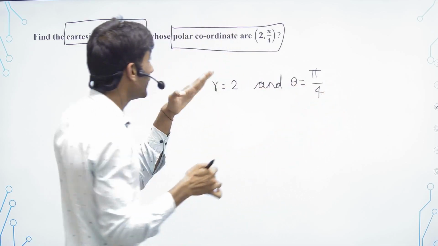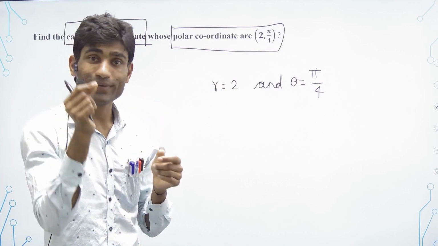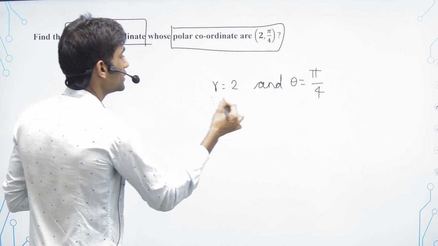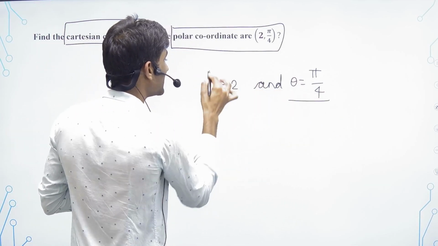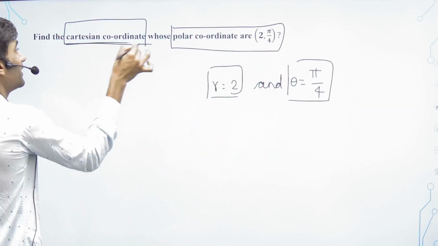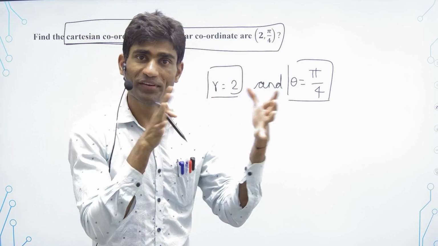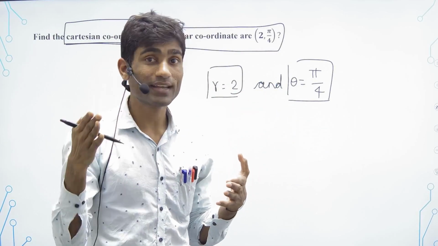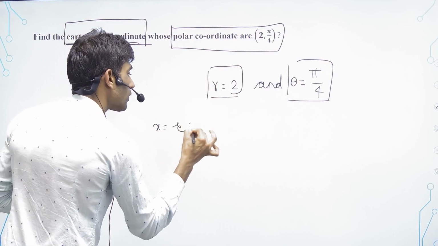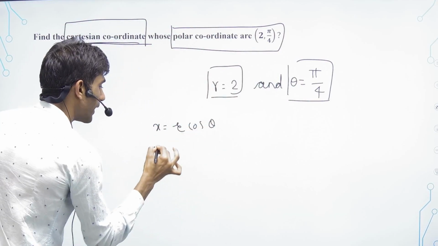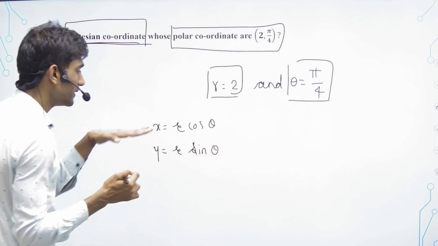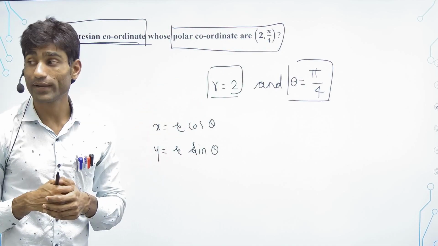Whenever you have a polar coordinate, always remember that the coordinate goes as r and theta. That means radius 2 and theta is pi by 4. So what we want here is the Cartesian coordinate. Whenever the Cartesian coordinate comes in front of you, we want the value for x and y. That means x is equal to r cos theta and y is equal to r sine theta. Apply these two formulas for finding the value for x and y.